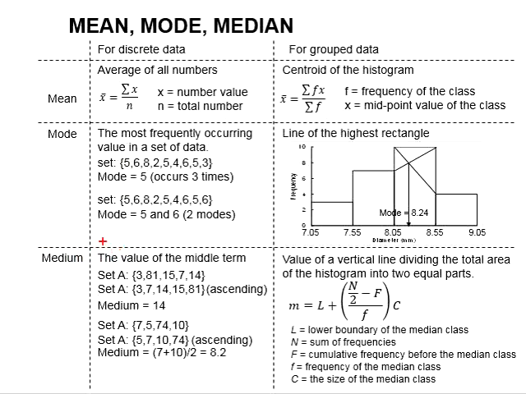It refers to the value of the middle term when the data is arranged in ascending order. Take this set as an example. After rearranging the data in ascending order, it will be like this. There are 5 data here. The middle term will be 14.